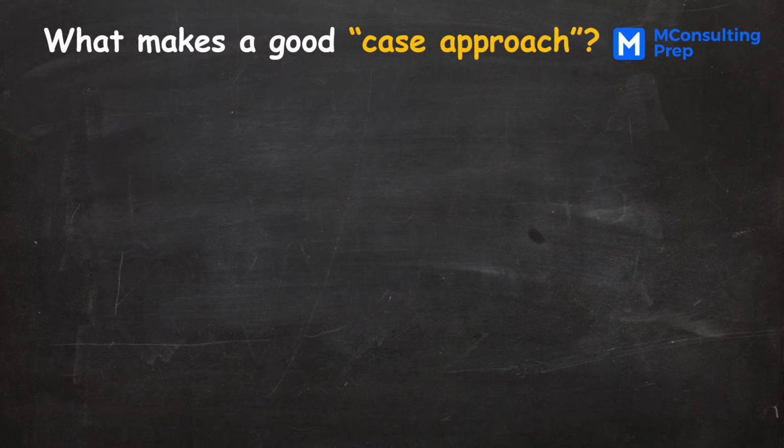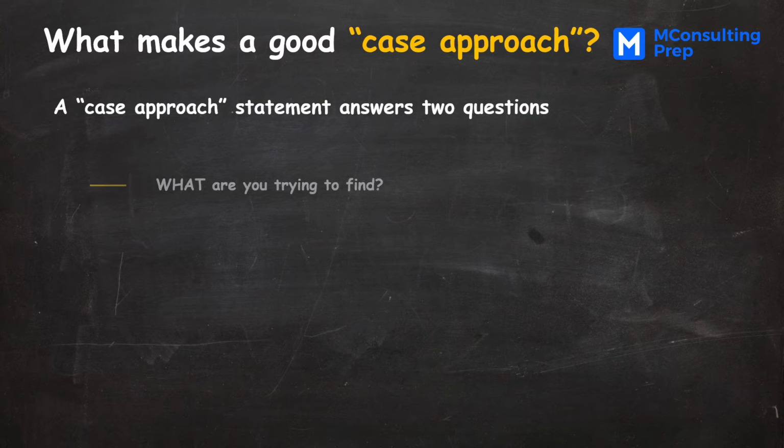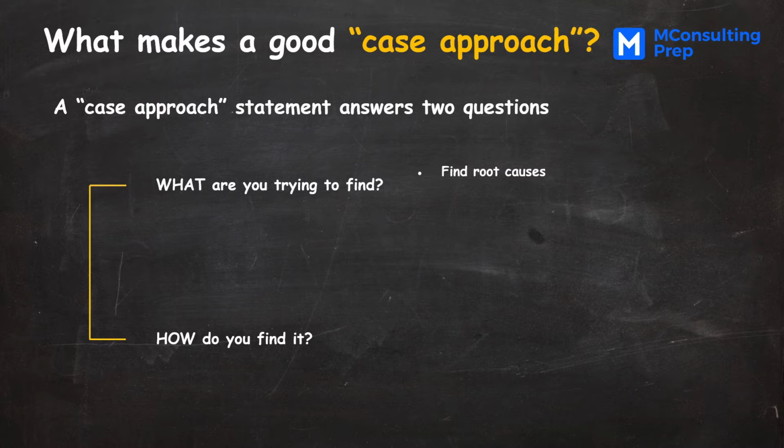What makes a good case approach? A case approach statement answers two questions. What are you trying to find? And how do you find it? For the first question, there are often three common answers. One, find root causes. This applies when it looks like the problem is caused by one or few recent, likely high-impact root causes. I like to call this the why case.